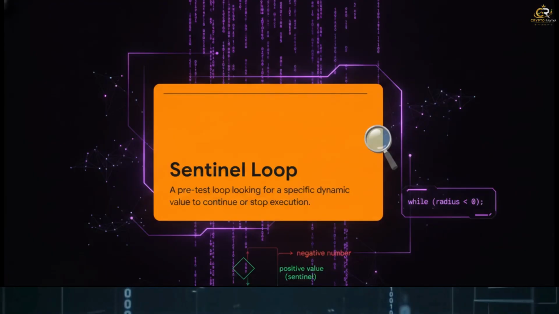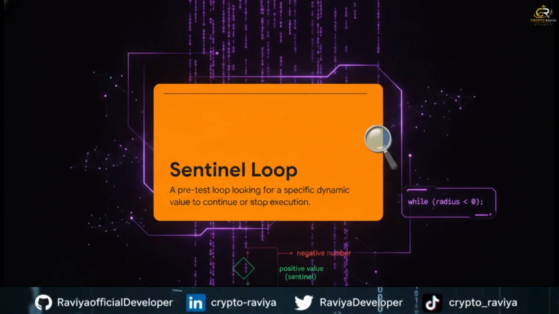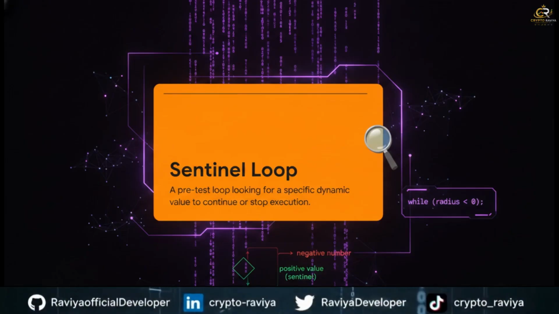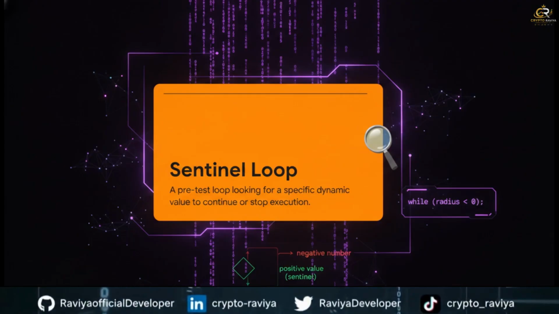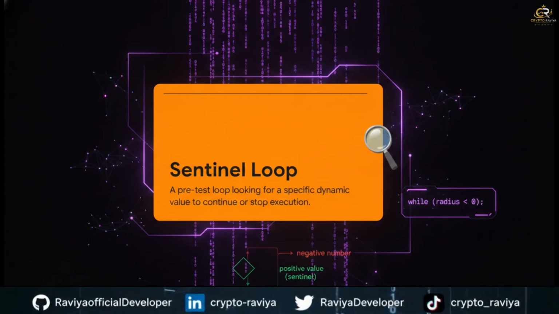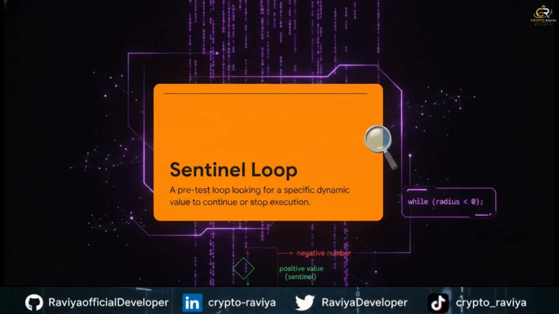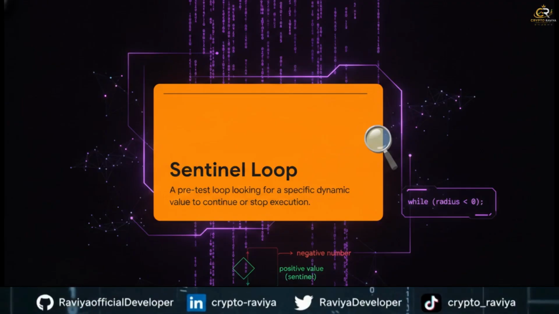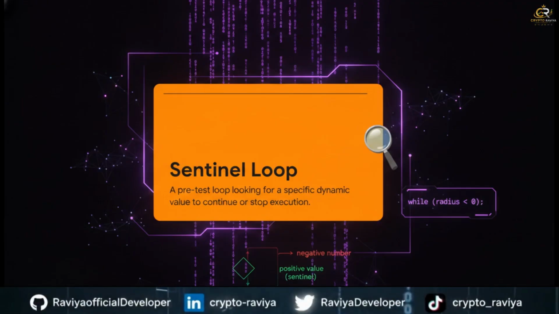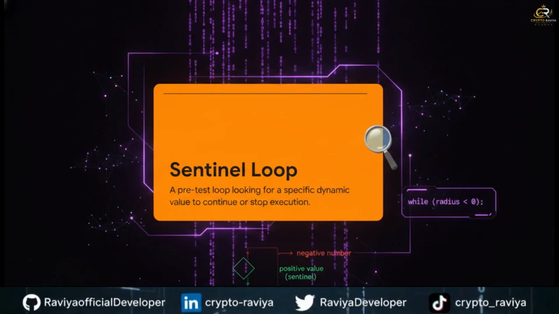Because a while loop is a pretest loop, meaning it actually checks the condition before it runs the code body, it's incredibly vital for things like scrubbing bad data. Let's say you're prompting a user to input the radius of a circle. If they type in a negative number, no way, that doesn't work. The while loop can dynamically reject it and keep asking until a correct positive value is received. That valid input is your sentinel.